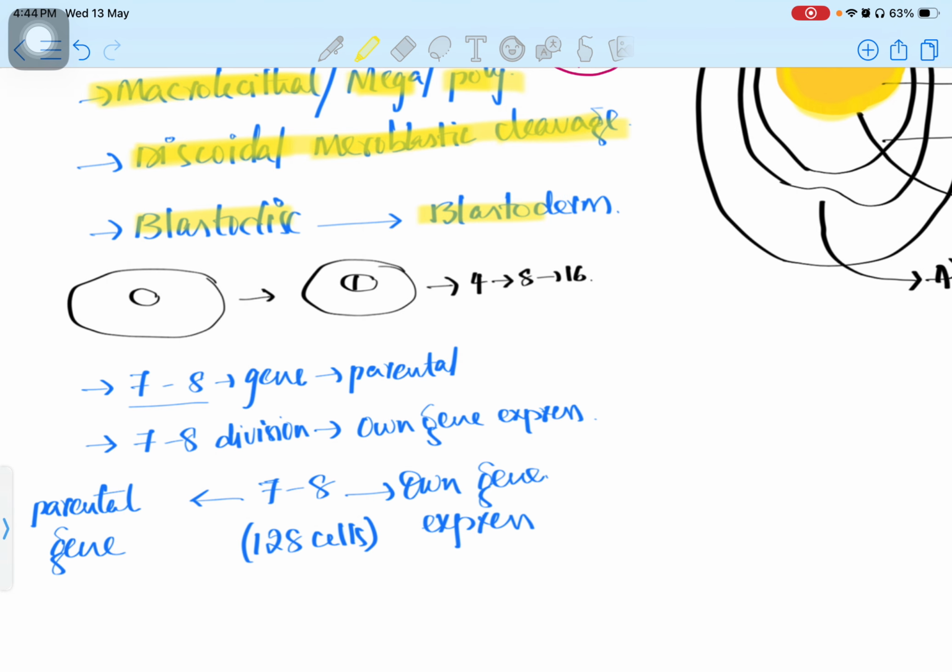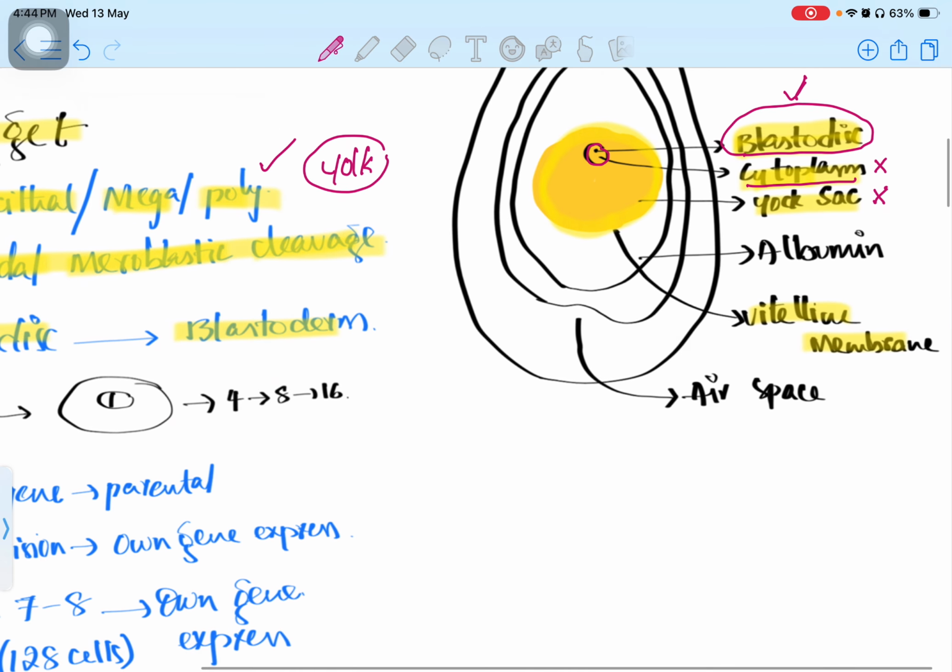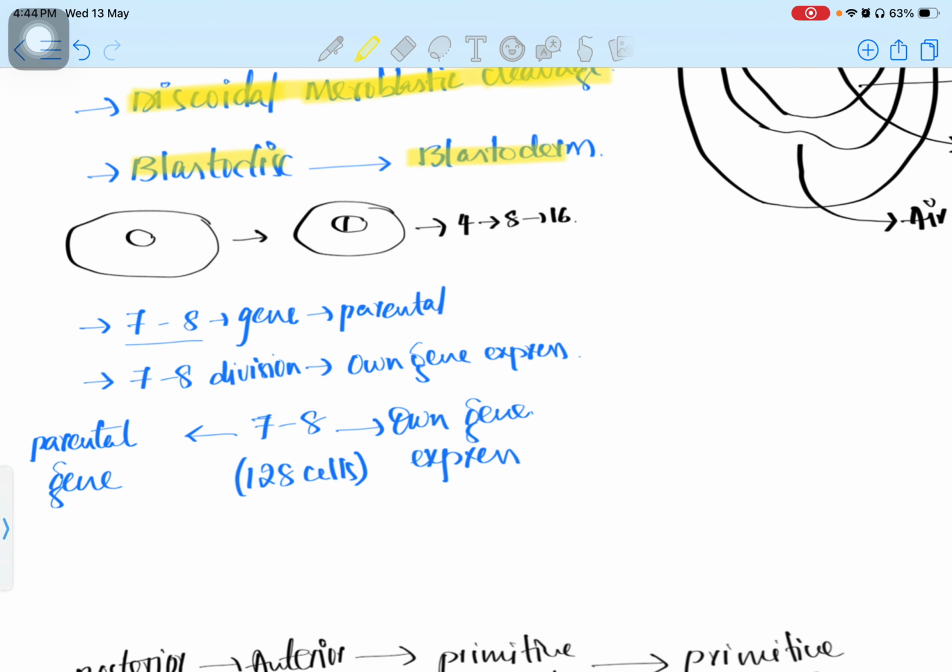And from the blastodisc we form the blastoderm. So the blastodisc later forms the blastoderm region, and you can see here one single cell which will divide and cleave to form two cells. Later it will go to four, then divide to make 8 cells, later 16 cells, and likewise. Till the division of 7 to 8, all the genes present in the chick came from the parents only. But after 7 to 8 divisions, the chick will start expressing its own genes.